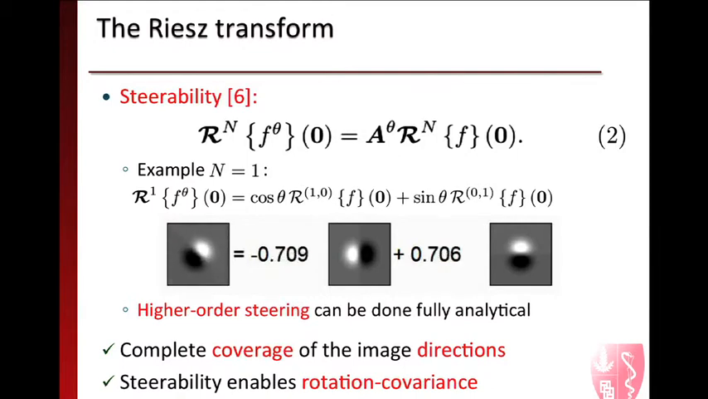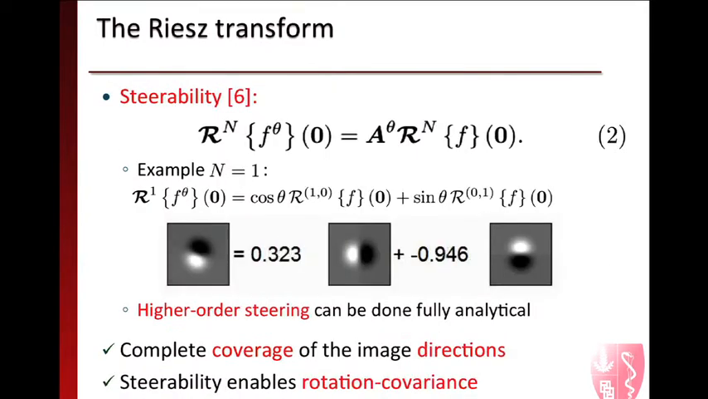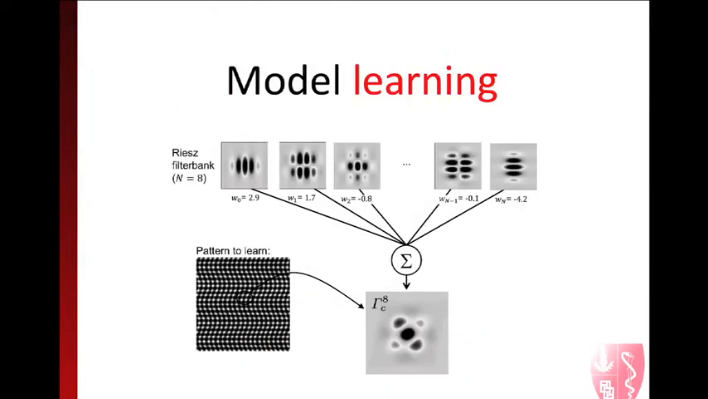This is also available for higher order. And so at this point, we realize that we can have a complete coverage of the scales. We can also have complete coverage of the image directions. And with the steerability, we can locally align the filters to also have rotation covariance. But at that point, we still do not have specific templates, so those templates are not specific to model tissue properties. So we will see now how we can use these filter banks to learn a model that is specific to a given pattern or to a given tissue type.